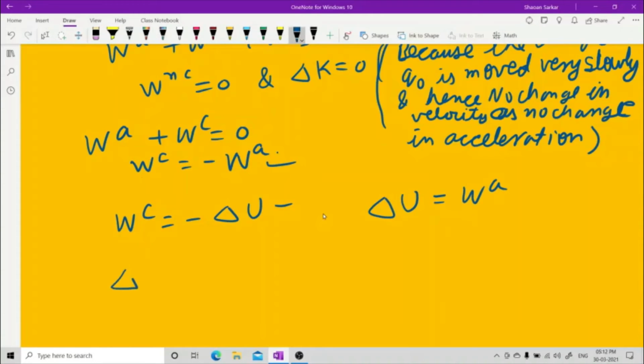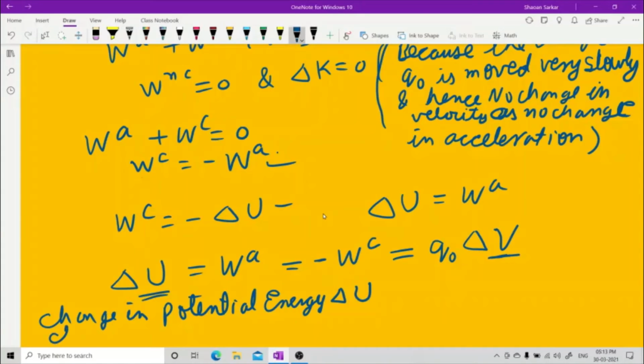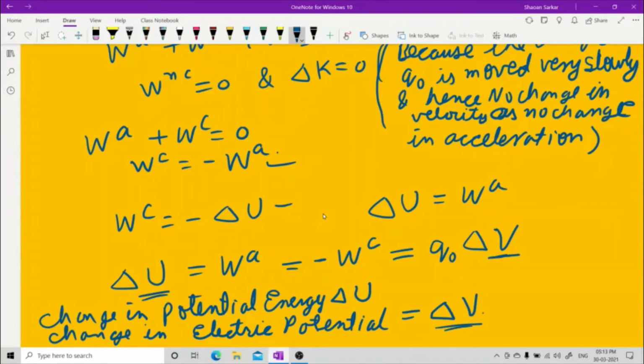So if I write it in a straight line, delta U, the change in potential energy, is equal to WA, which is q naught times the change in potential, delta V. This is the change in potential energy, delta U, and the change in electric potential is always delta V. Keep this in mind: this is delta U and this is delta V.